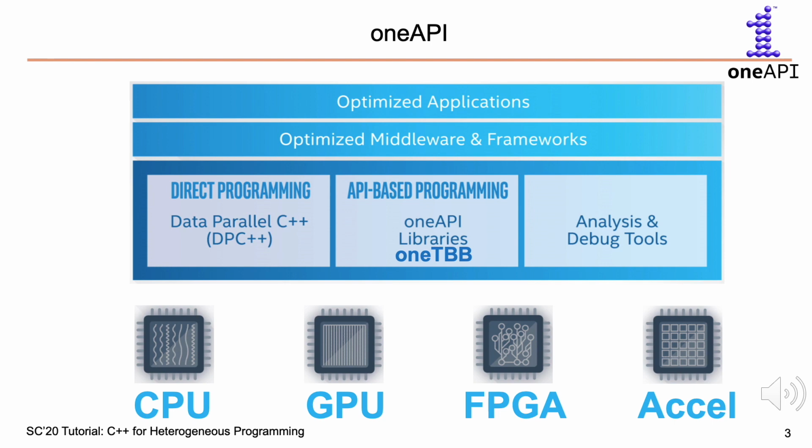It comprises first of a unified standard-based programming model called Data Parallel C++, DPC++, and secondly of a large set of libraries, including oneAPI Threading Building Blocks, or oneTBB for short. And finally, several advanced analysis, profiling and debugging tools like Intel Advisor, Intel VTune, and Intel Flow Graph Analyzer.